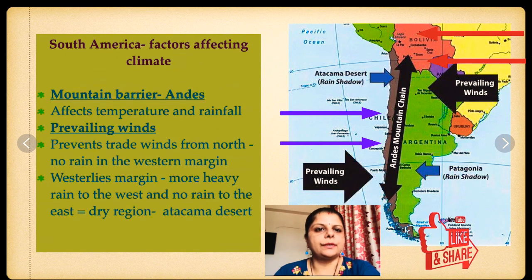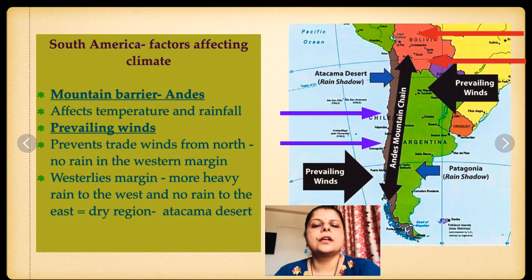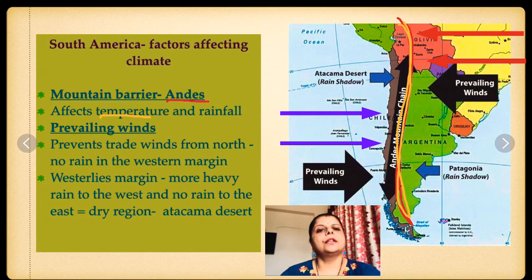Next is mountain barrier. So the Andes act as the barrier for the winds which are coming from east and west. Because of the Andes mountains, the temperature and rainfall are also greatly affected. Now let's see how it affects the prevailing winds. So the Andes prevent straight winds coming from the north, and because of which there is no rain to the western margin as we cross the Andes mountain range. Trade winds are shown with the red colored arrows.